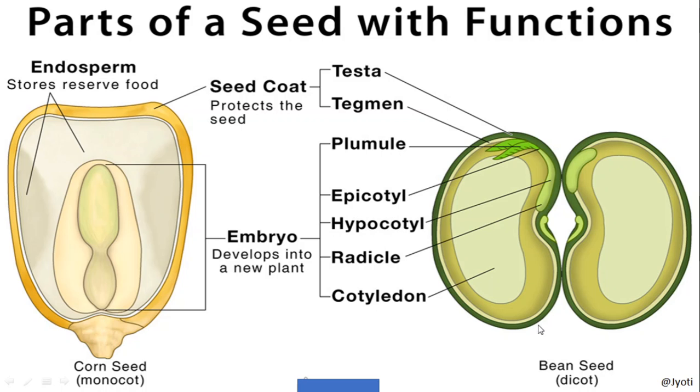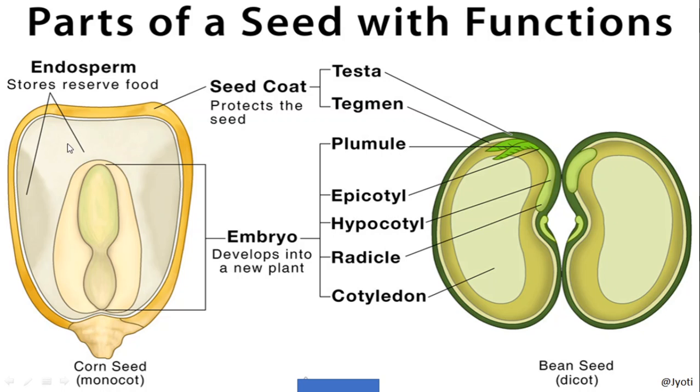The radicle develops into the root and the plumule develops into the shoot. And besides that, you can see that the seed has two coats, the seed coat, that is the outer testa and the inner tegmen. So this is the structure of a dicot seed.